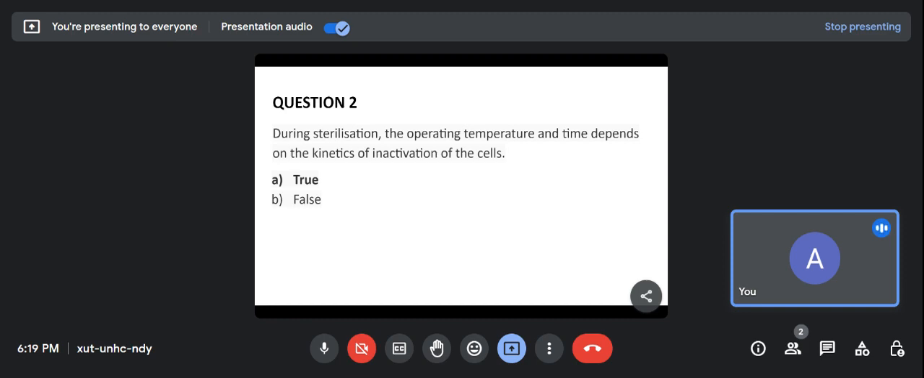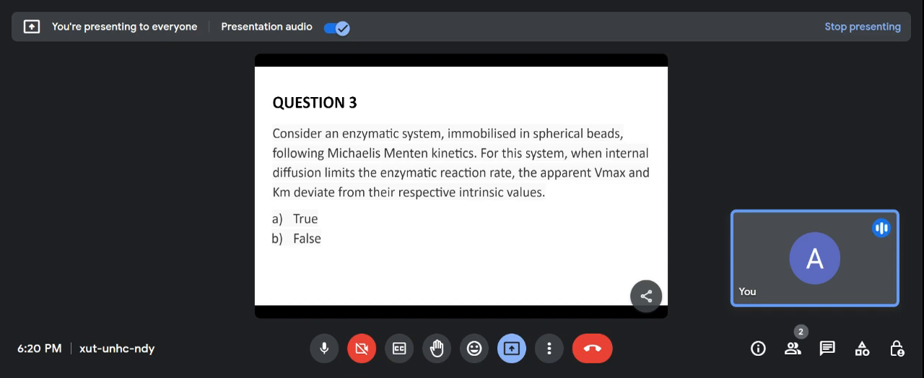In this case, depending on the kinetics of inactivation, you can have certain operating temperature and the time that is required for sterilization to take place, right? Because you would have noticed at certain temperature that cells are reduced to a certain extent. So the match of the time and the temperature used will be a factor of the kinetics of inactivation. So let's move on to question number 3.